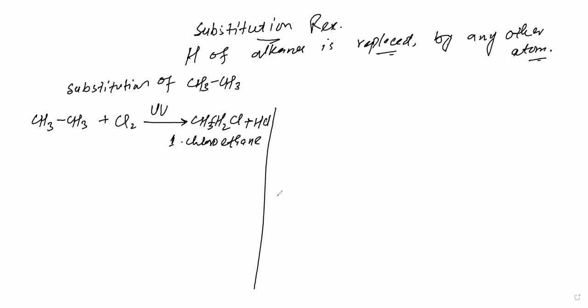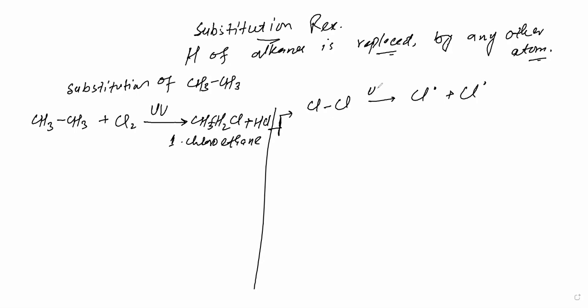But this substitution reaction further consists of three steps. Let me tell you which are those steps. As you know, this is the overall reaction and this is the mechanism. A mechanism contains a series of steps which make up the overall reaction. First is the initiation, in which the chlorine molecule is broken down into chlorine free radicals and energy is used. This is called initiation.